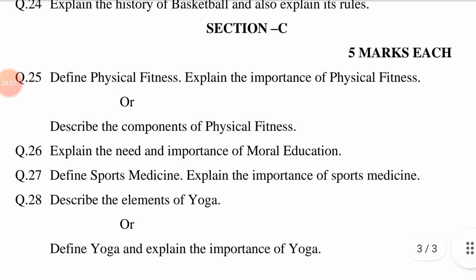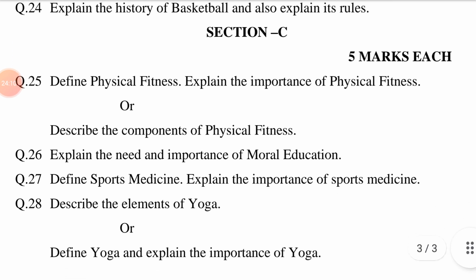Question number 24. Explain the history of basketball and also explain its rules. This question is also related to chapter number 7, Concept of Major Games and Sports. The answer may be: History of Basketball.